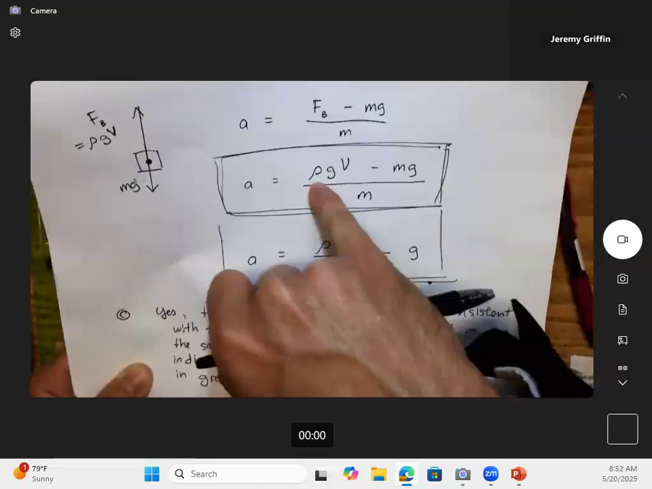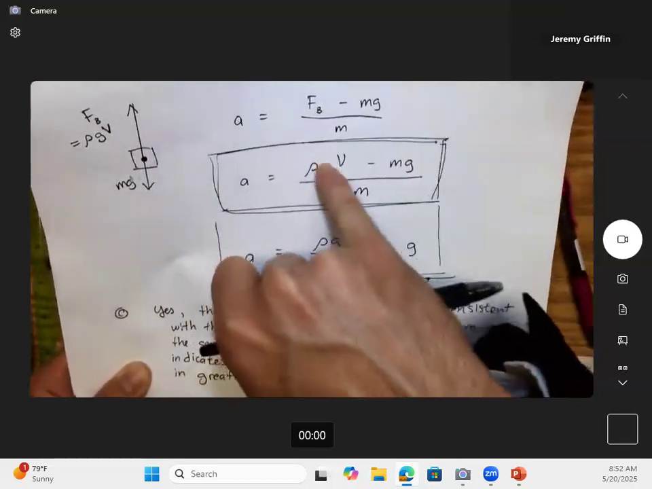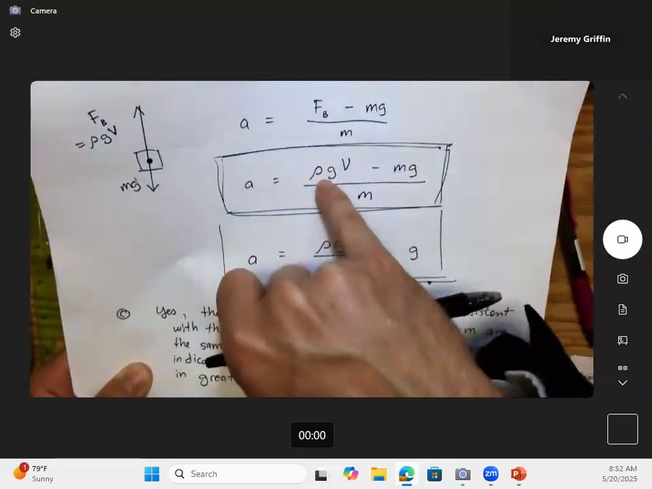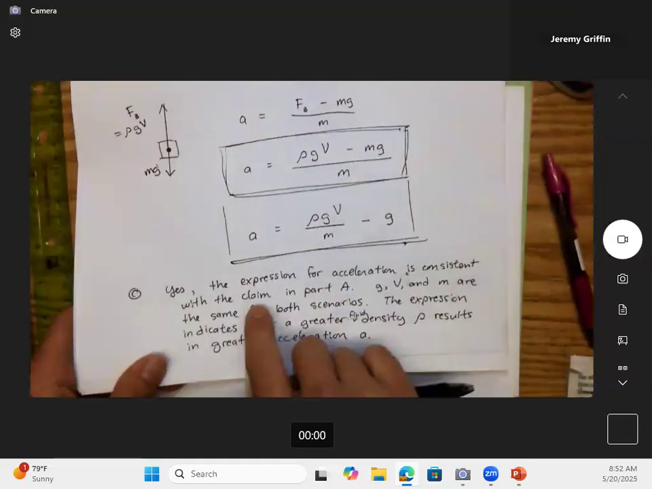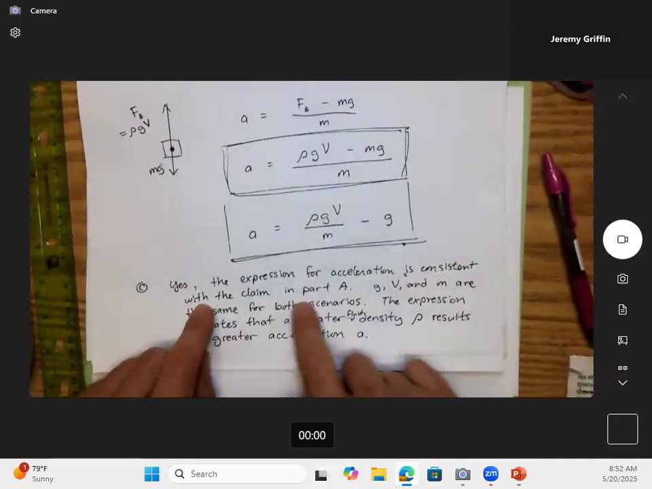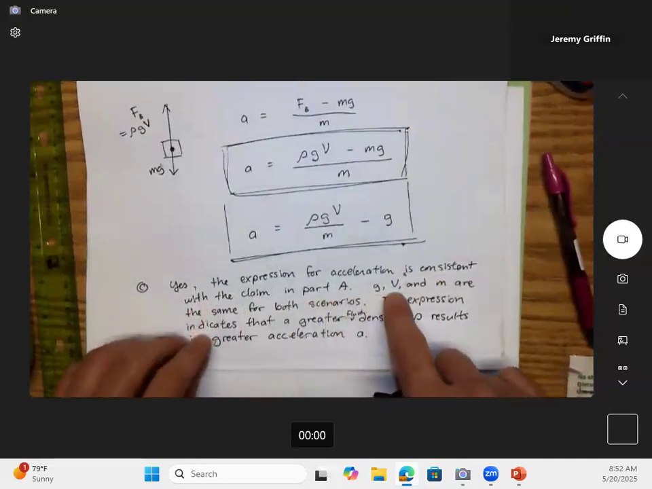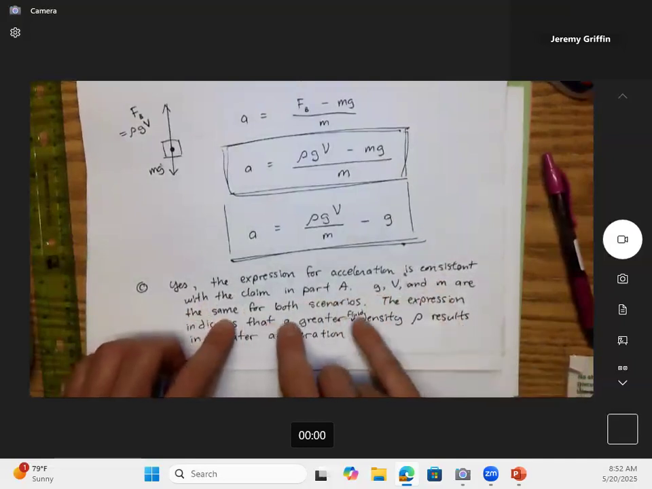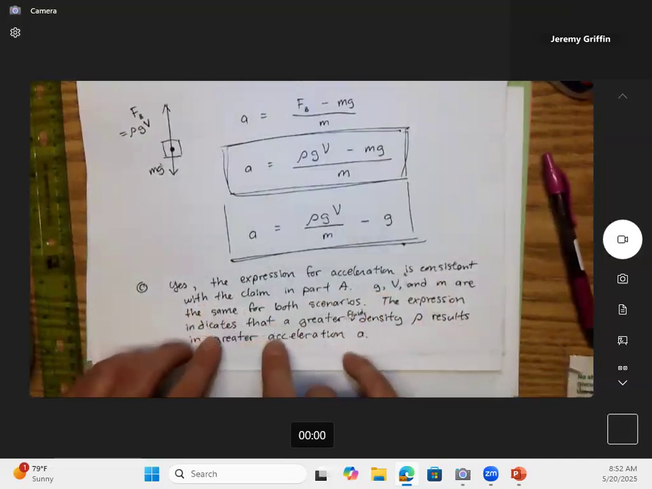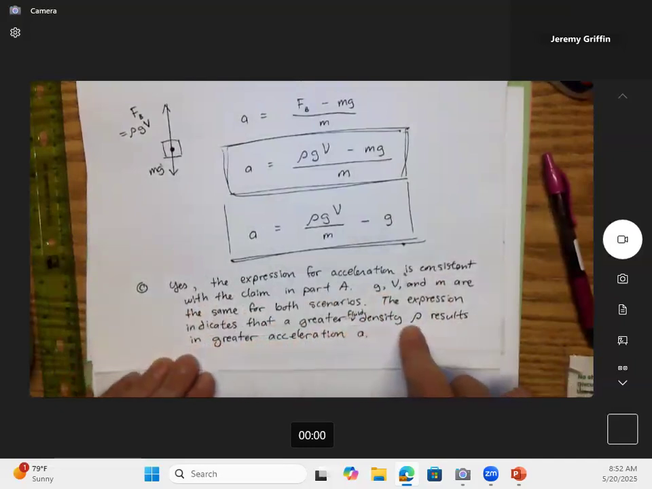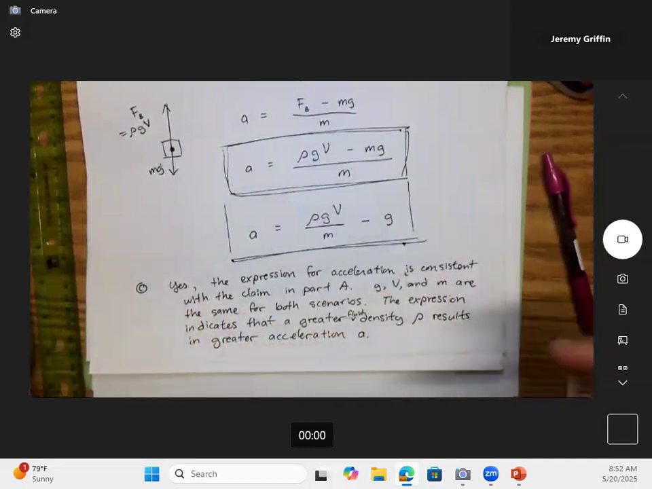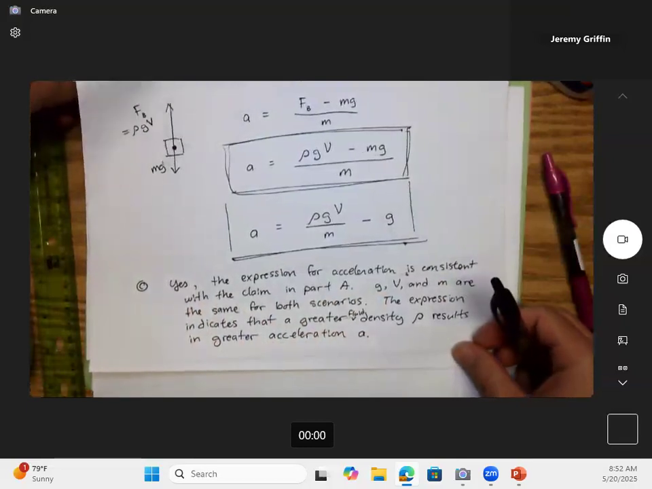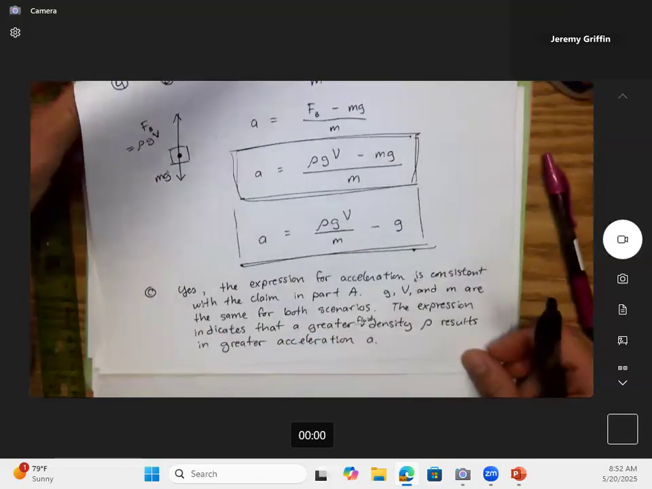If you increase this rho, if you keep this full fraction form, then wouldn't the numerator of the fraction be increased, and therefore the acceleration would be greater? But what I wrote here: the expression for acceleration is consistent with the claim made in part A. Gravity field, volume, and mass are all the same for both scenarios. The expression indicates that a greater fluid density rho results in a greater acceleration a. Maybe I should have written the word numerator in there somewhere, maybe it's something they were looking for. No, talking about functional dependence is what they're after.